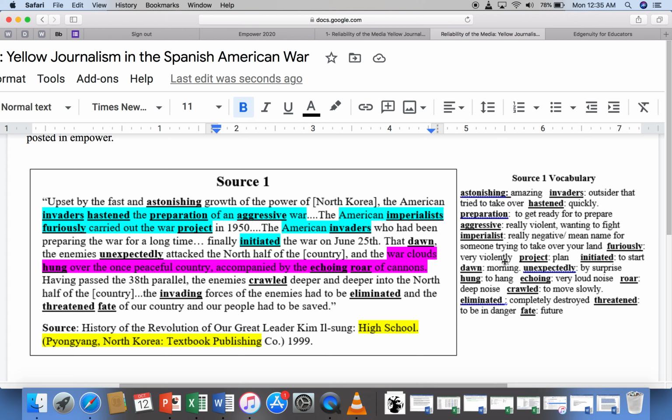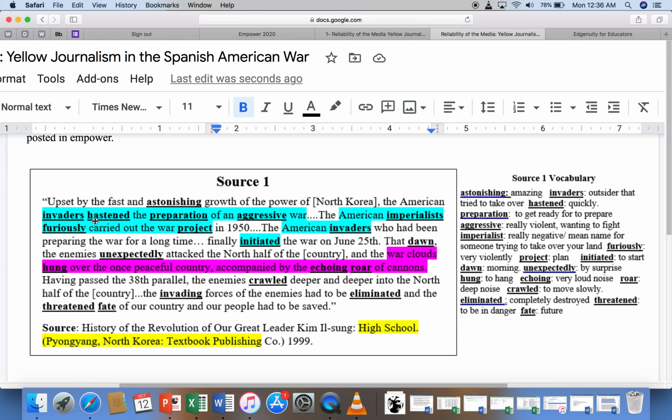And these Americans, man, they're invaders. They're outsiders trying to take us over. And they sort of initiated this war, right? They started the war. So what impact do these words have? Well, I think they have a couple of impacts. First off, they make the United States look really bad, right? Imperialist right here, we've identified as a really negative name for somebody trying to take over. So the fact that they call the Americans or us imperialists is designed to say that we're really bad.